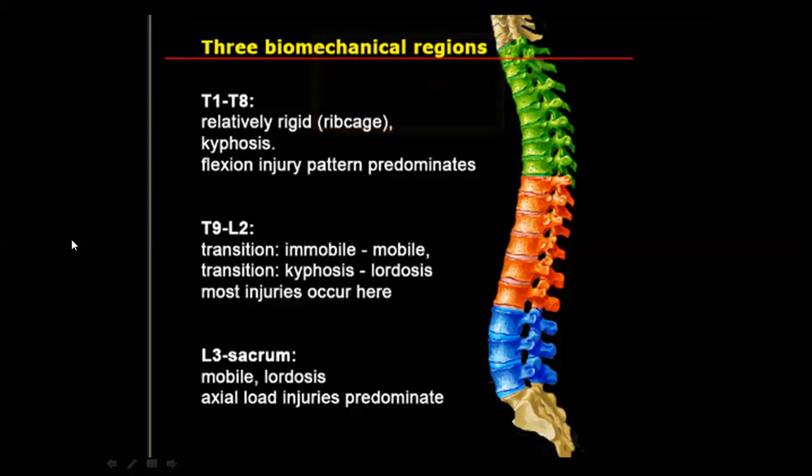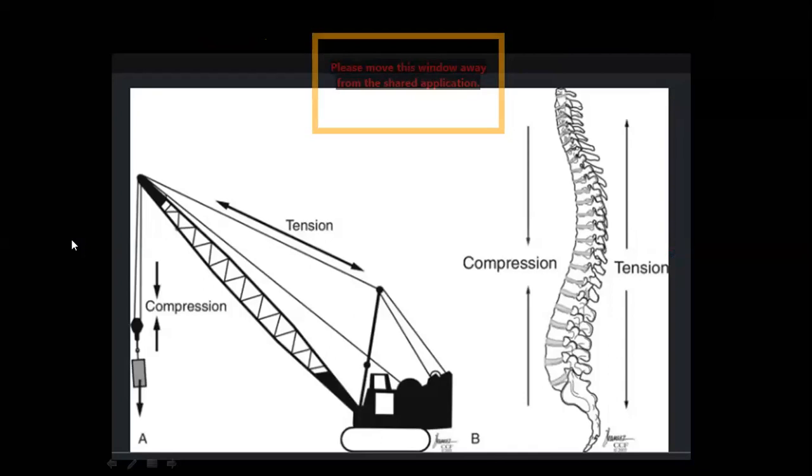So we can compare our spine to a crane involved in a construction site. Can you see this? This is a crane involved in this construction. Whenever you see a crane, there will be a cable supporting the crane. Okay? So this cable exerts tension so that it will give stability to the structure. If the cable is cut, the whole structure will fail. There is a tension force acting over this cable.